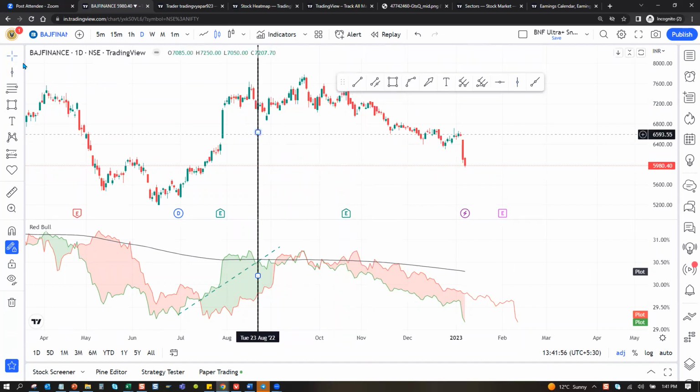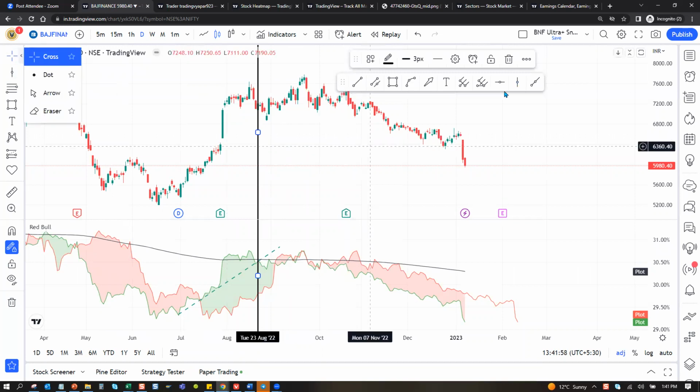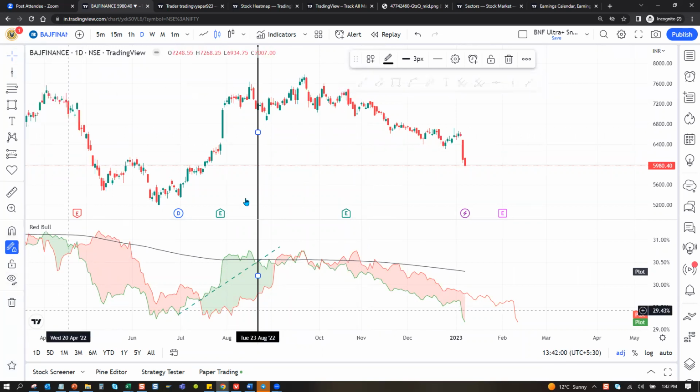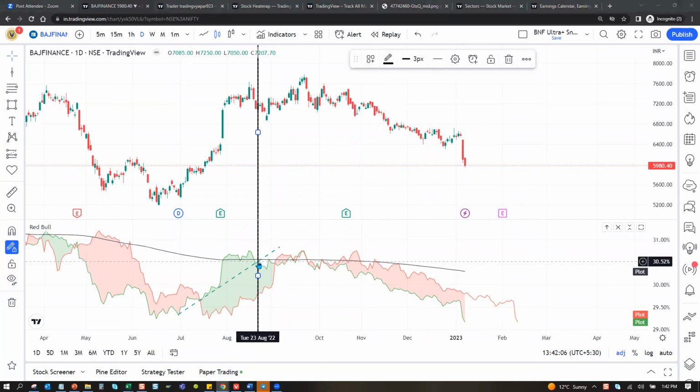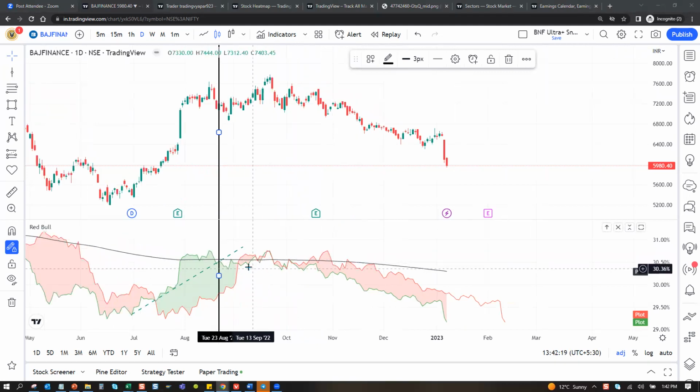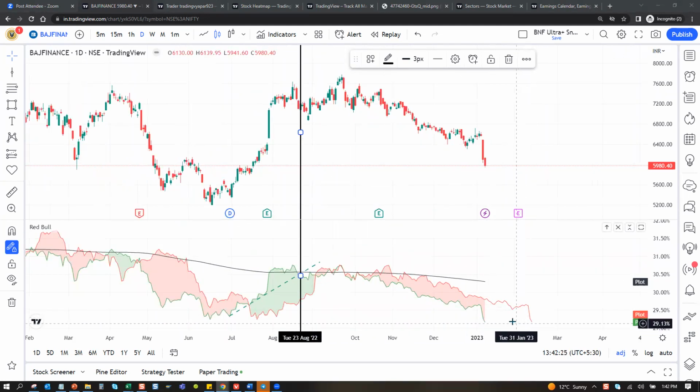Let me make it at this level, right? Sorry, let me remove this. So I asked him to be very cautious of Bank Nifty once this green line was broken. After that, however, Bajaj Finance went up, right? Here this was a trap move. This cloud always remained in red, and it has never ever come into the green mode.